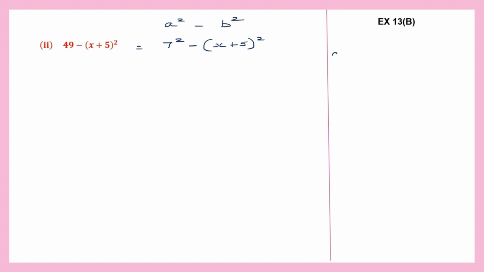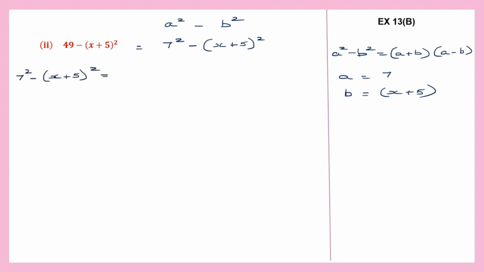So what is the formula for that? A square minus b square is equal to a plus b into a minus b. So here what is a? A is 7. And what is b? B is the second term, which is x plus 5. So let's use that formula now. So this will be a square minus b square. So this will be a plus b, that is 7 plus x plus 5.